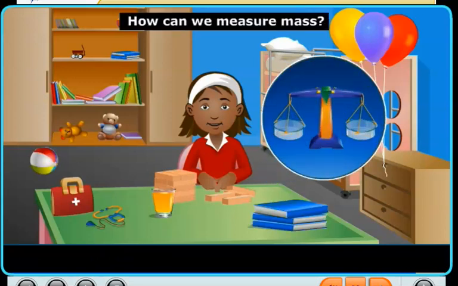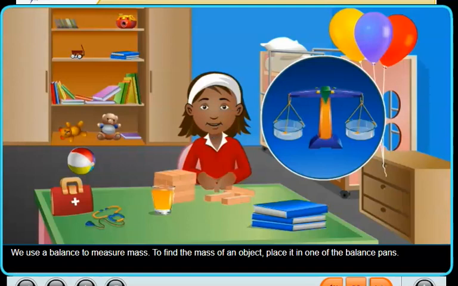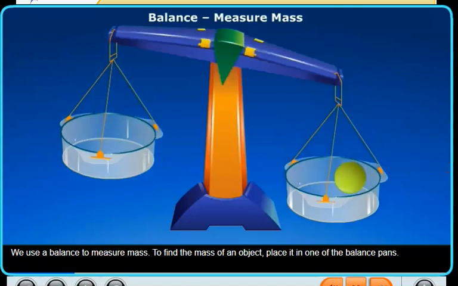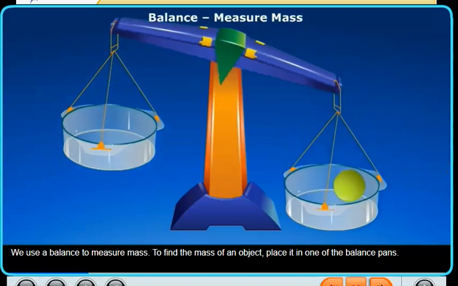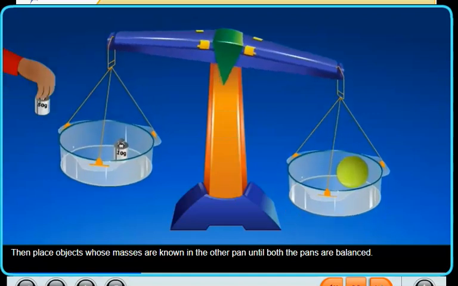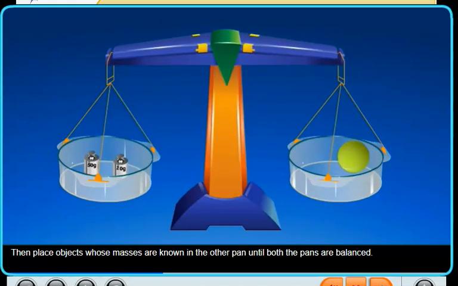How can we measure mass? We use a balance to measure mass. To find the mass of an object, place it in one of the balance pans. Then place objects whose masses are known in the other pan until both the pans are balanced. The mass of the object is equal to the total mass placed in the other pan to balance it.